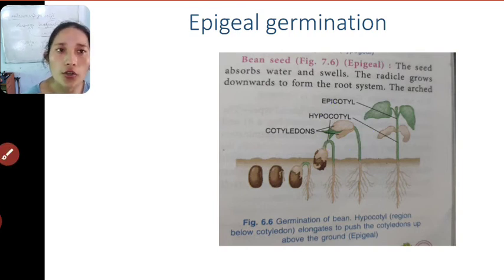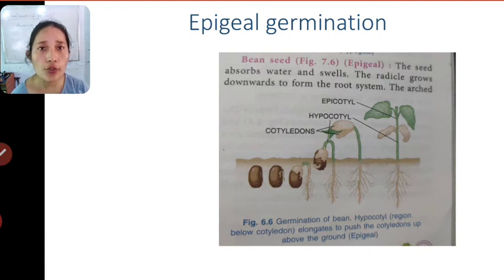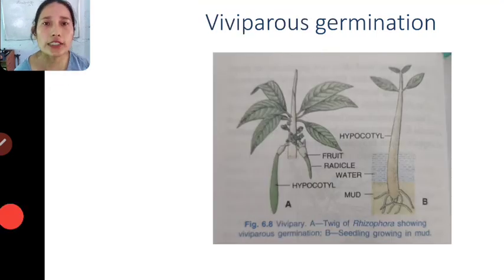Okay. Now, one thing to be noted, your epicotyl region and hypocotyl region do not elongate at a time. If hypocotyl is elongating, your epicotyl does not elongate, and if your epicotyl is elongating, your hypocotyl does not elongate. Okay, so that's all about epigeal germination. If you break the term itself, everything would be clear to you. Okay. Now next, moving on to viviparous germination.